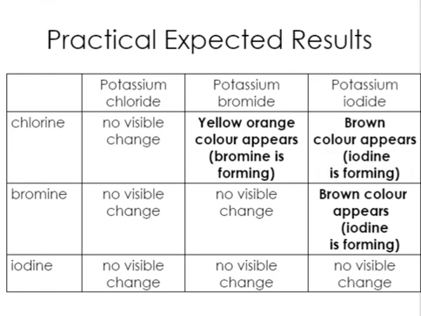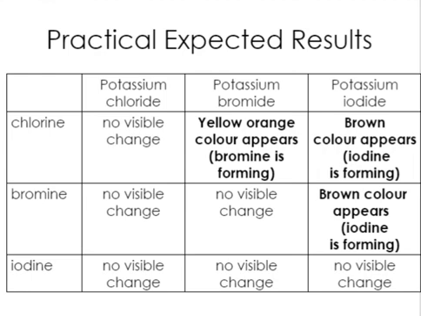With chlorine and potassium bromide and chlorine and potassium iodide, because the chlorine is more reactive than the bromine and the iodine, you're going to get a displacement reaction. So the chlorine is going to react with the potassium bromide to give potassium chloride and bromine. So what you will see is the bromine forming. So you'll see a yellow-orange colour as the bromine forms. And for the potassium iodide with chlorine reaction, you would see a brown colour appearing because iodine is going to form.